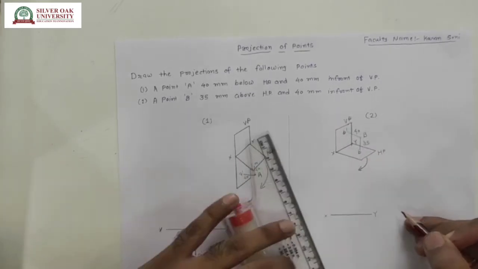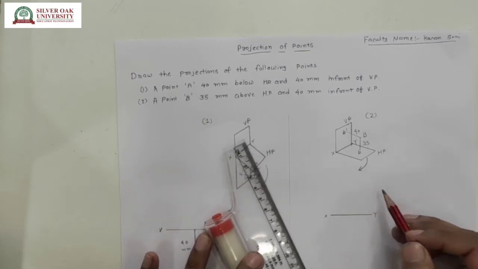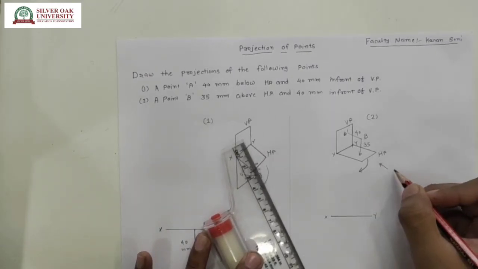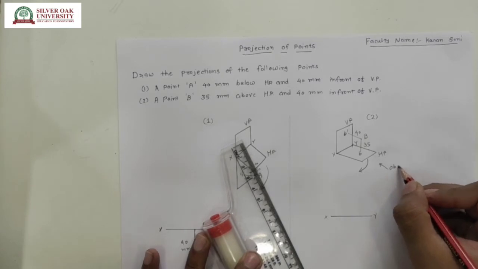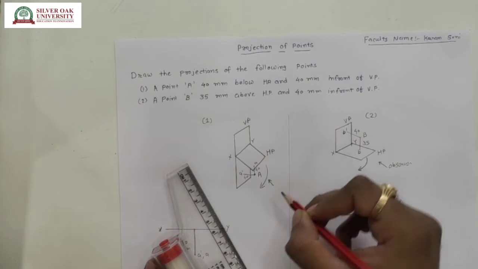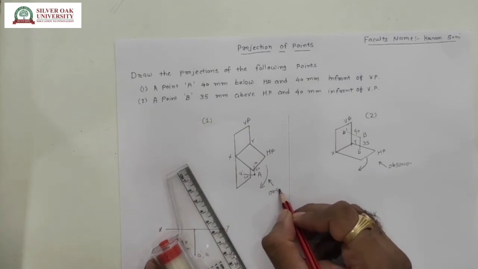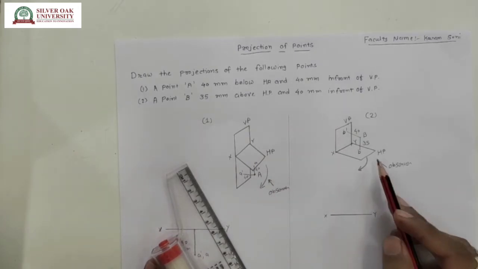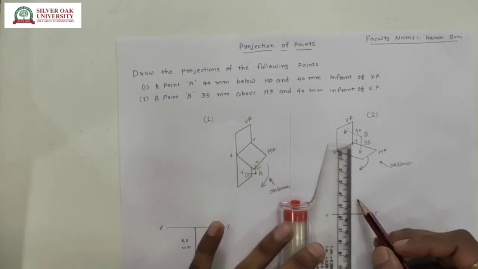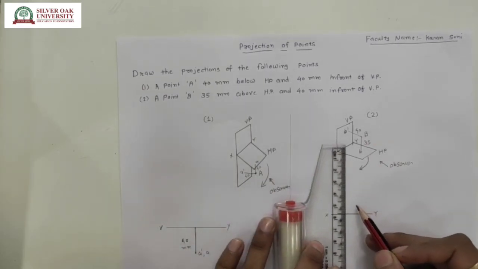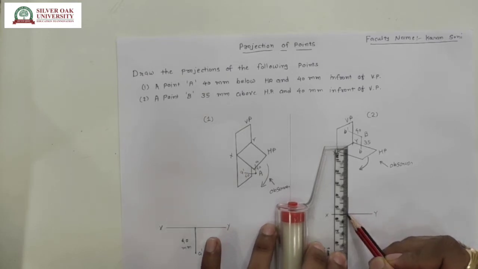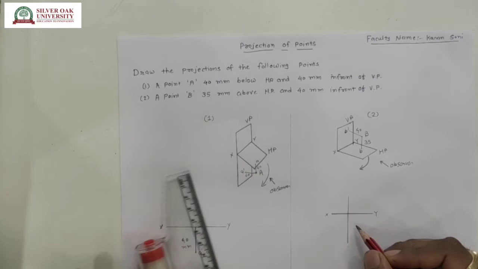So after the rotation you can see the B dash point, when we are looking from the observer direction. So when we are looking from the observer view, we get the answer that the front view is 35 mm above the XY line. So here it is 35 mm and the top view is 40 mm below the XY line. So here it is 40 mm.